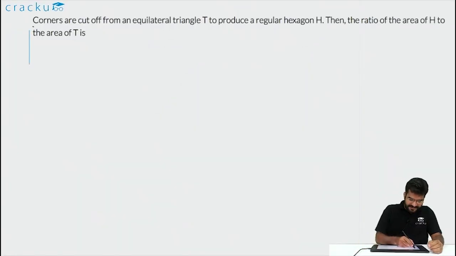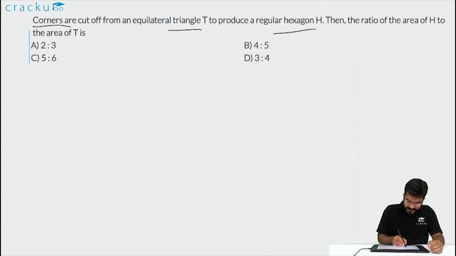In this question, it is given that the corners are cut off from an equilateral triangle T to produce a regular hexagon H. Then the ratio of the area of H to the area of T is, this is what we are required to find out. So suppose there is an equilateral triangle. Suppose this is the equilateral triangle.